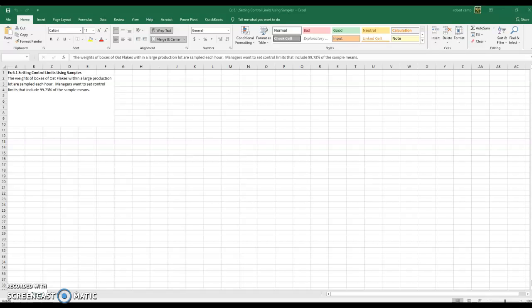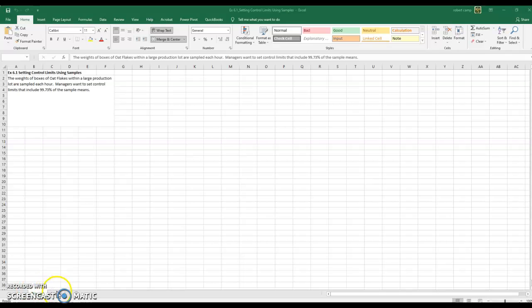But it's going to be that z times the process standard deviation divided by the square root of the sample size. This is where, and I'll explain it a little bit as we're going through here, that entire idea of sample size is where things get tricky. Because we're looking at this example: the weights of the boxes of oat flakes within a large production lot are sampled each hour, and the manager wants to set control limits that include 99.73% of the sample means.